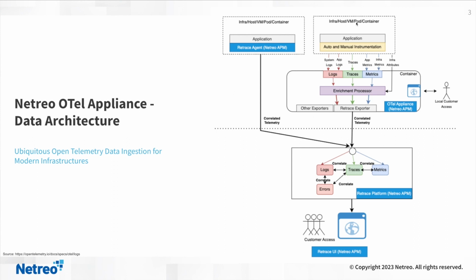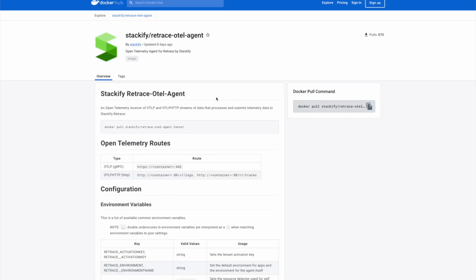You've got all of your apps live wherever they are. They're going to communicate with the appliance, and then the appliance is going to communicate with Retrace. This line right here kind of represents the separation between your network up here and Retrace's network down below. So the agent, the container we're going to be using, can be found in Docker, hub.docker.com. Just do a quick look for Retrace OTel agent and you're going to find it right there.